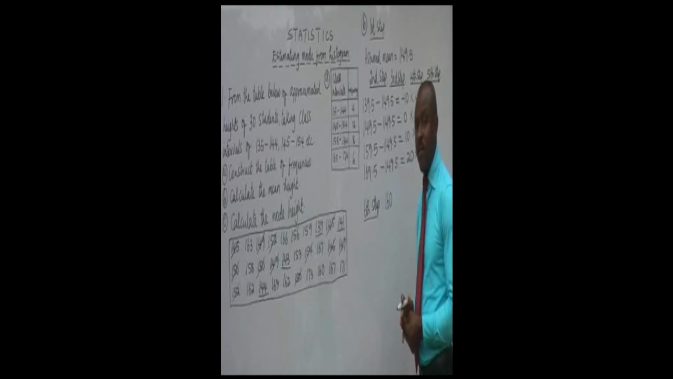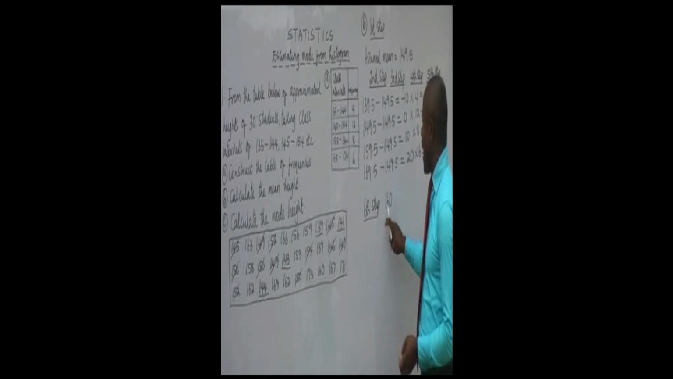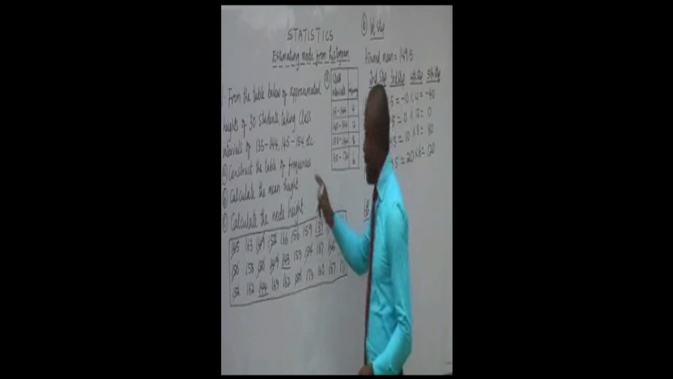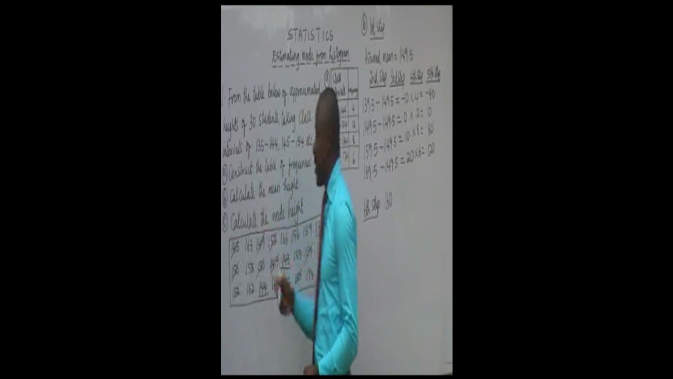So we have 160 as the sum of these values that we got by multiplying the different frequencies with what we got on the frequencies by reducing the assumed mean from the representatives of the class intervals. 160 is what we got. This value is now divided by the sum of the frequencies, which is 30, the number of students that participated.